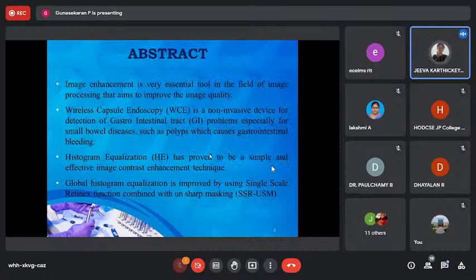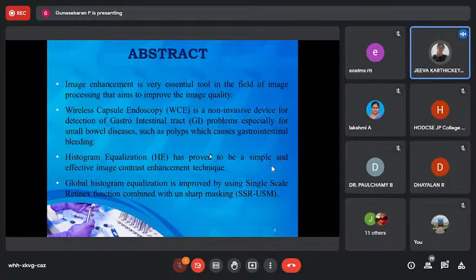Image enhancement is a very essential tool in image processing applications, because wireless capsule endoscopy is a non-invasive method. It is used to track the GI tract and to find various problems like small bowel diseases such as polyps and Crohn's disease. So in this paper, we use the existing techniques, histogram equalization and adaptive histogram equalization, and propose one new novel method, single-scale Retinex with unsharp masking.